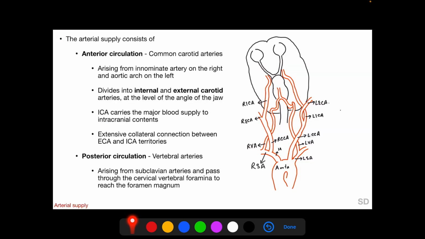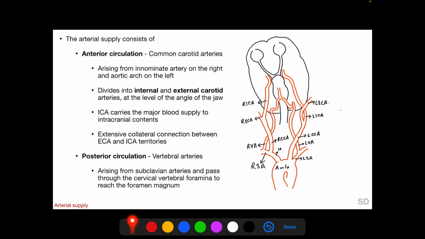The arterial supply consists of an anterior circulation and a posterior circulation. The common carotid artery arises from the innominate artery on the right side and directly from the aortic arch on the left side, and then it divides into an external and an internal carotid artery at the level of the angle of the jaw. The internal carotid artery carries the major blood supply to the intracranial contents, and there is extensive collateral connection between external and internal carotid artery territories.